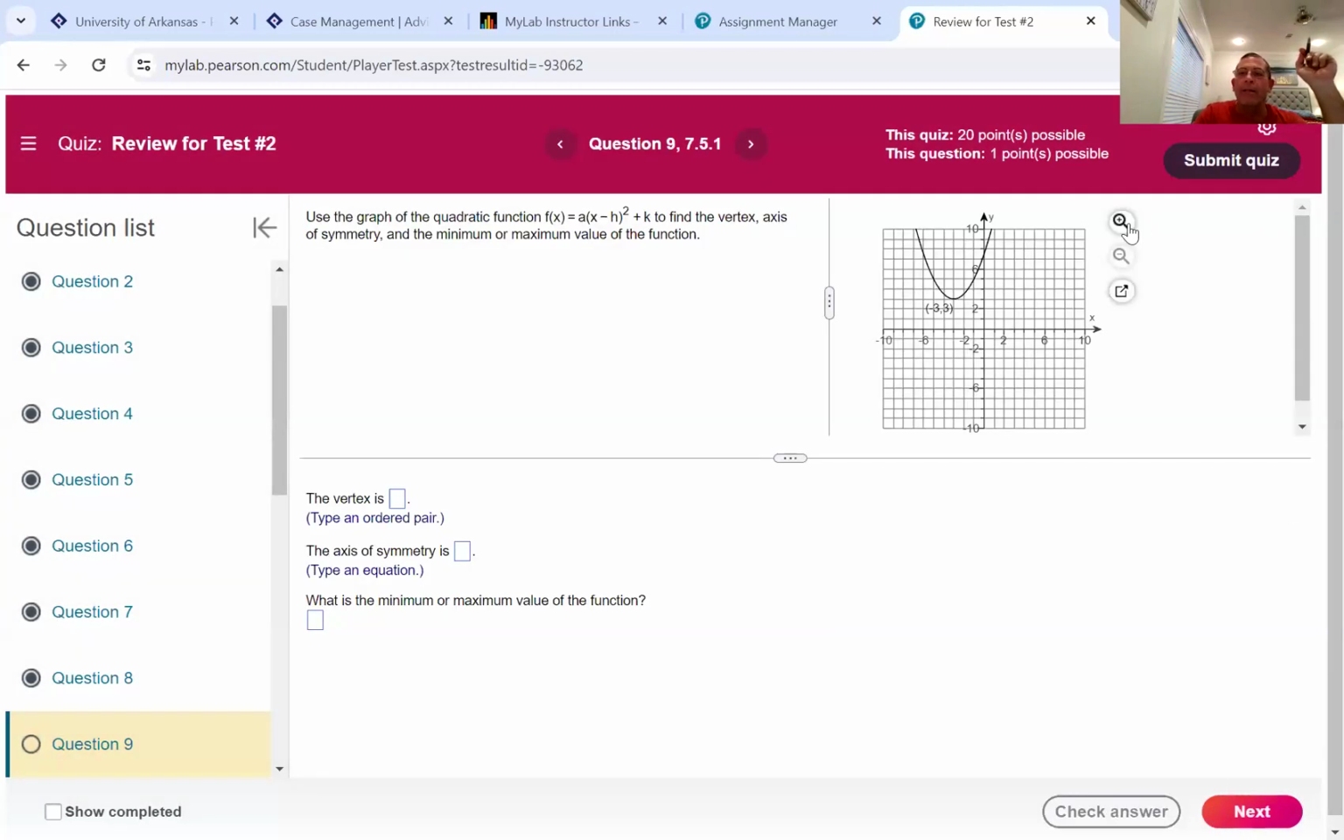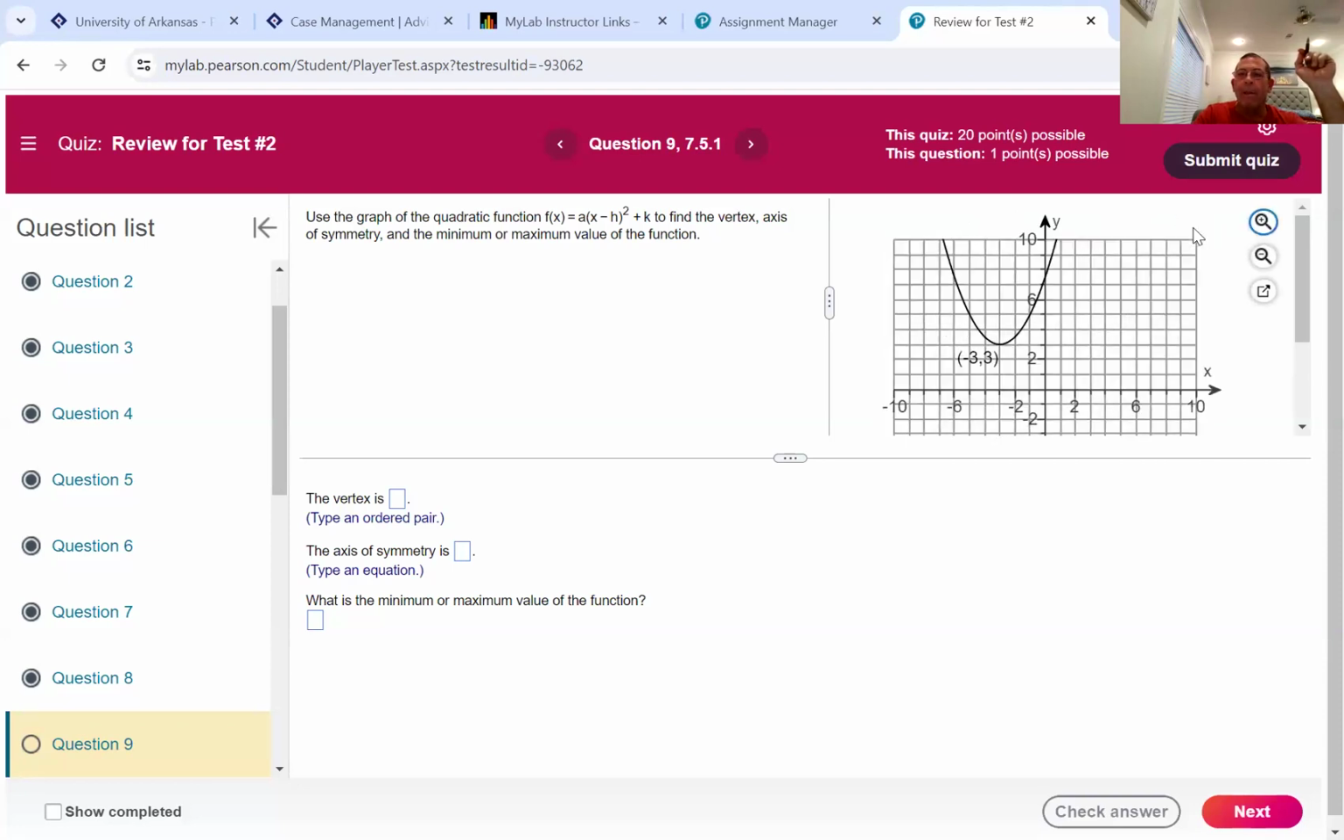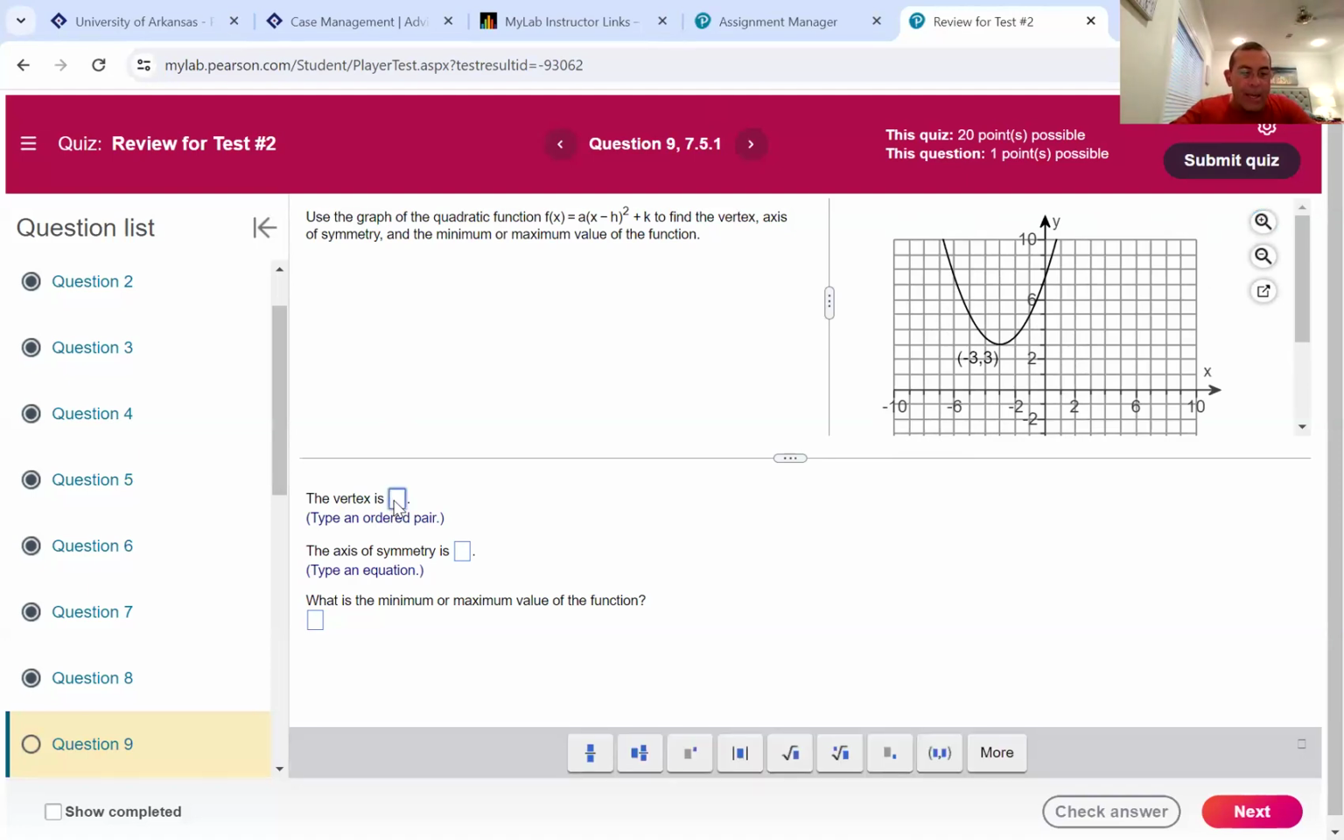All right, I'm going to make this graph bigger. Now, they're giving us the vertex, that -3, 3 that's in parentheses. That's your vertex. So you automatically got A. A is given to you. They're giving us the vertex, so that would be the -3, 3. Remember, got to keep it in parentheses.